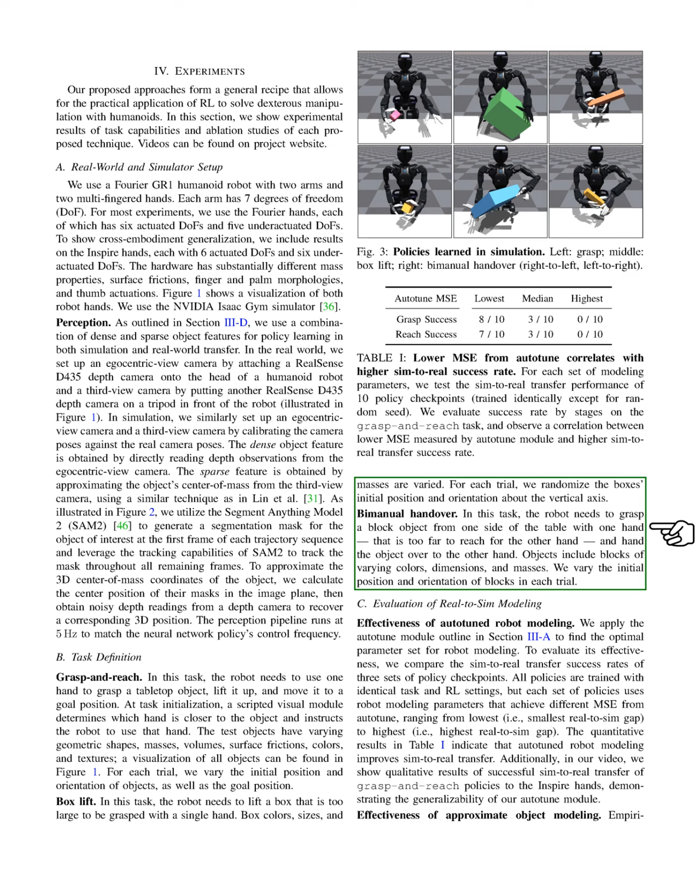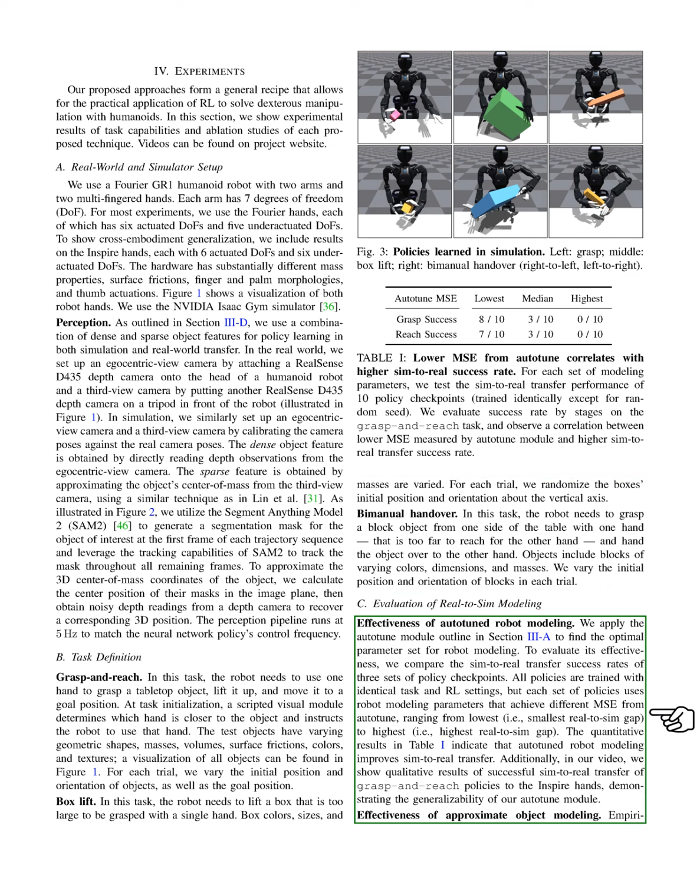Section: Evaluation of real-to-sim modeling. In this section, we evaluate the effectiveness of our auto-tuned robot modeling. We utilize the auto-tune module to identify the best parameters for robot modeling. To assess its effectiveness, we compare the success rates of transferring policies from simulation to real-world scenarios using 3 different sets of policy checkpoints. All policies are trained under the same conditions, but they use different parameters that result in varying levels of mean squared error, from the lowest to the highest.